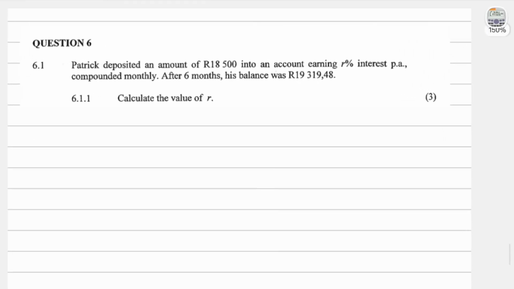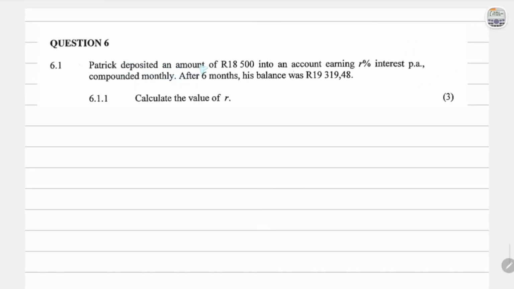Question 6 says 6.1. Patrick deposited an amount of 18,500 into an account earning R% interest per annum, compounded quarterly. Okay, this is the amount deposited. And they tell us that after 6 months, his balance was 19,319.48 cents, and we need to calculate the value of R. So you can see from this, one single amount is being deposited and then it grows.